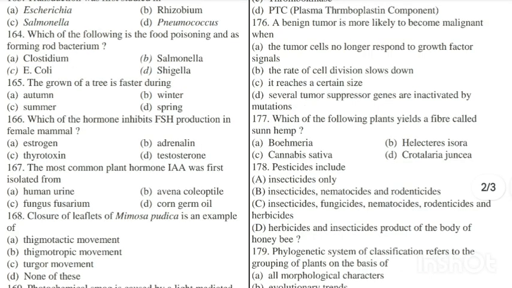Next question. A benign tumor is most likely to become malignant... So the right answer is several tumor suppressor genes are inactivated by mutation. Next question is, which of the following plants yields a fiber called sann hemp? So here the right answer is Crotalaria juncea. Pesticides include insecticides as well as fungicides, nematicides, rodenticides, herbicides. So here the right answer is C.